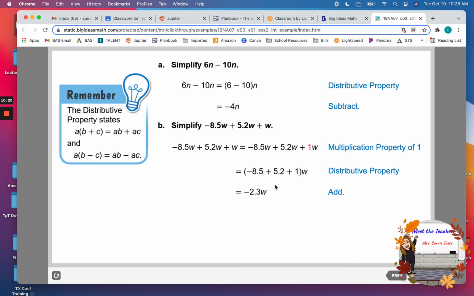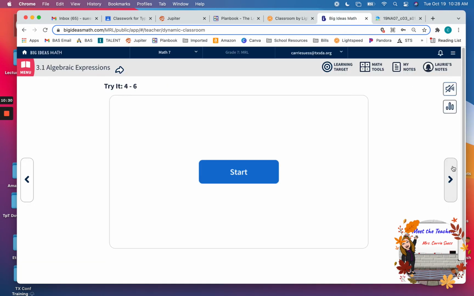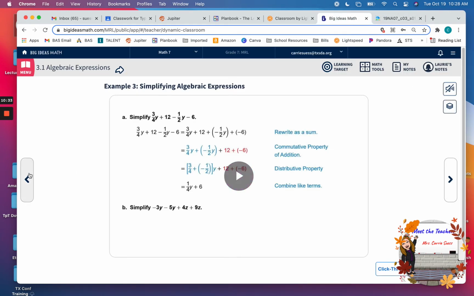Any questions on how we did this? This is very important you understand this. So if you have a question, please ask it. Good. All right, go do your try-its 4 through 6, and then we'll do another example.